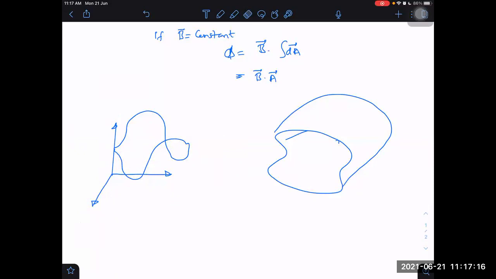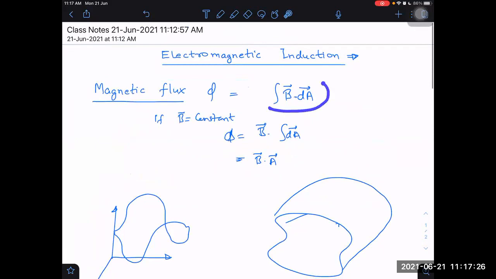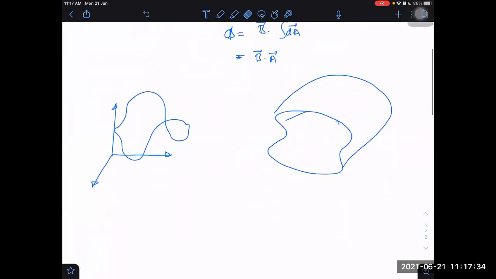Okay. So once we know the area vector, then in case of constant magnetic field, very simple answer, just directly B into area vector. But in case of non-uniform magnetic field, not much else, it depends on the integration. If integration is easy, we can do this also easily. Okay. Depends on the integration.